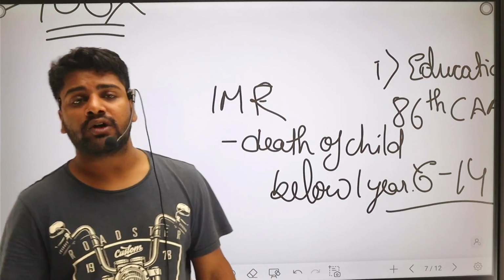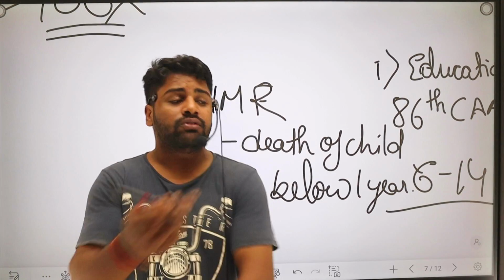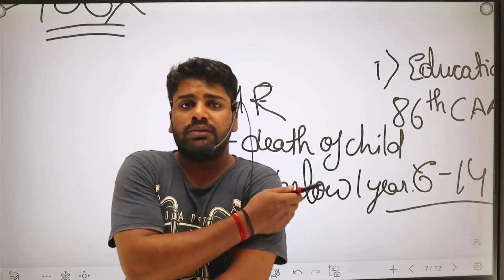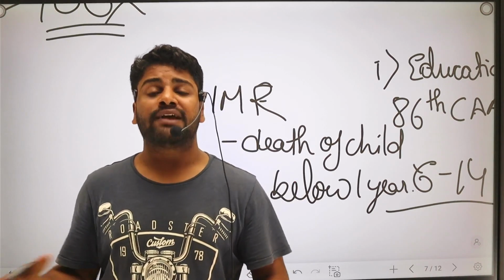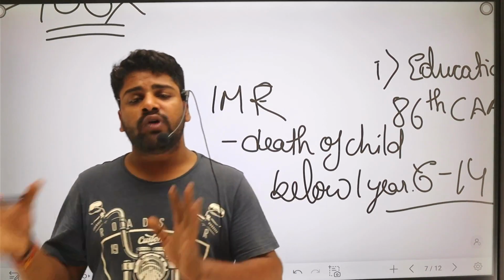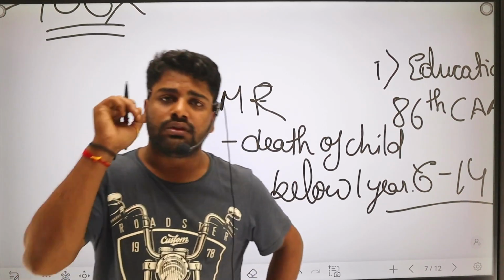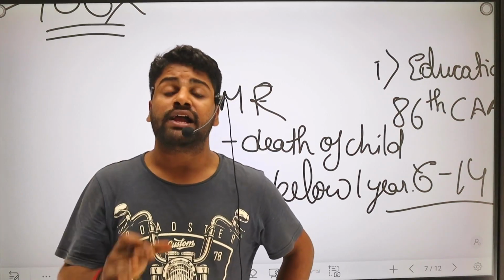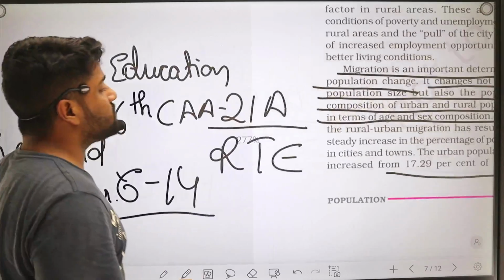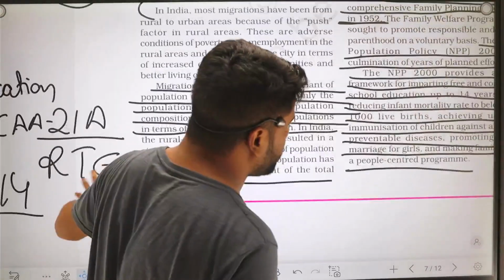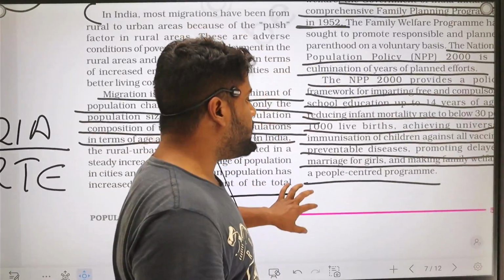Apart from this, what was done? Immunization of children. Now, we all have received vaccinations or tikas. It was decided that we need to provide vaccination to each and every child against preventable diseases. And apart from this, the last point was promoting delayed marriage for girls.